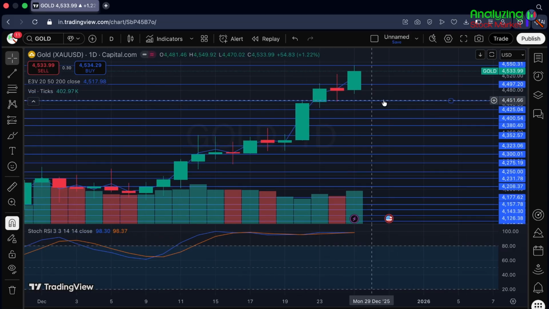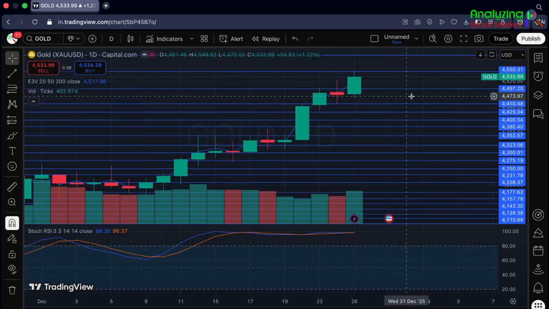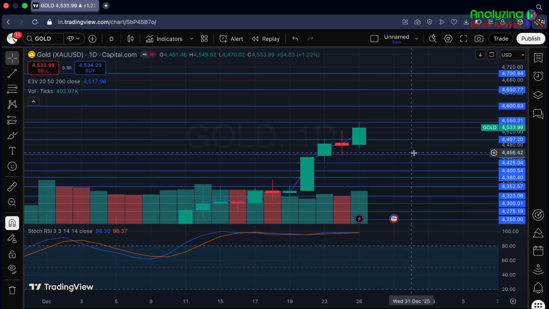Here this is the one day chart. Currently in this one day chart we can see good support and resistance zones are already marked, so we don't need to mark any levels.